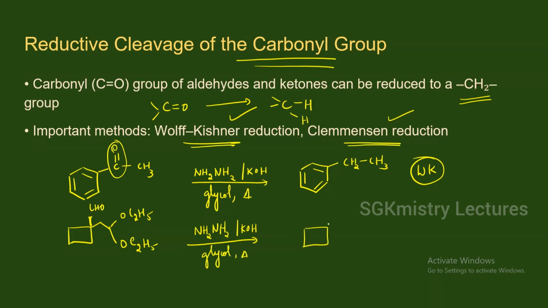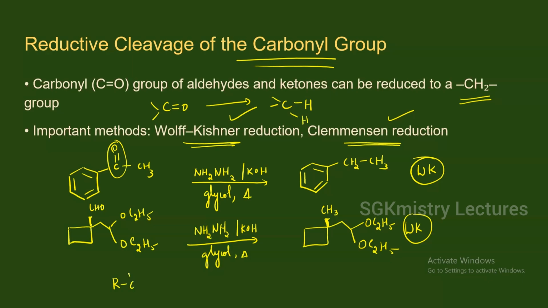So the other groups remain as such. Now CHO is converted to CH3 group. The other groups remain the same: OC2H5, OC2H5. This is the Wolff-Kishner reduction. Clemmensen reduction, I'll just show it here.